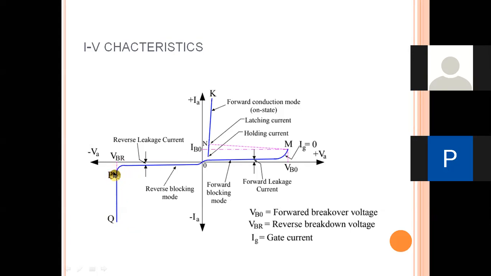But what are the drawbacks with this reverse conduction mode? Whenever you consider the reverse conduction mode, as the current value is going to be high, you are going to have a high power loss across the device. That means the temperature rise across the device is going to be high. As the temperature rises, the device is immediately going to be burnt out. So conducting the device in the reverse is not satisfactory.